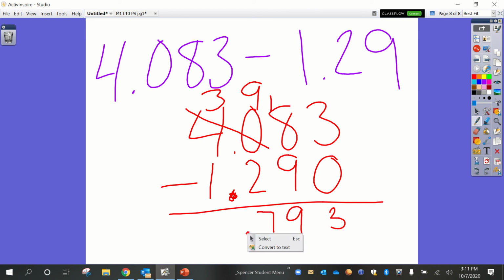And then down here, I can take away 1 from 3 ones, which will give us 2 ones. So the answer for 4 and 83 hundredths minus 1 and 29 hundredths, oh, I think I said that wrong. Let me try again. 4 and 83 thousandths minus 1 and 29 hundredths equals 2 and 793 thousandths.